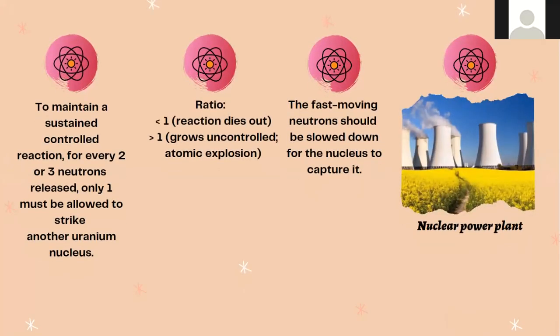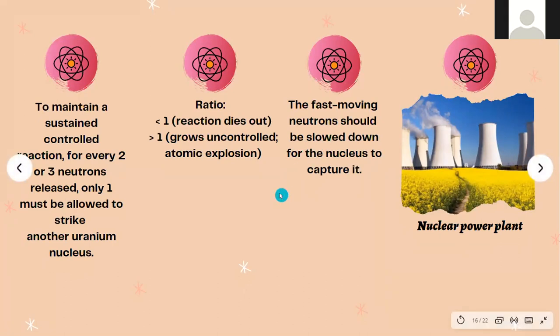To maintain a sustained controlled reaction, for every two or three neutrons released, only one neutron must be allowed to strike another uranium nucleus. So the ratio is going to be one. If it is less than one, that means no neutrons attacking the next nucleus, so the reaction will die out. So it's not going to be a chain reaction. But if it's more than one neutron continuing the process of nuclear fission, then it grows uncontrollably. So it's called the atomic explosion.